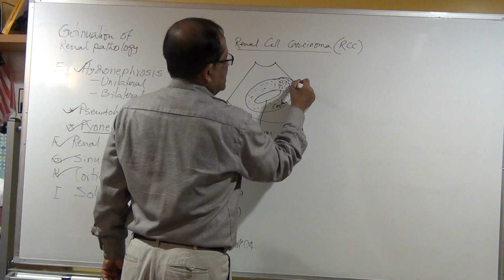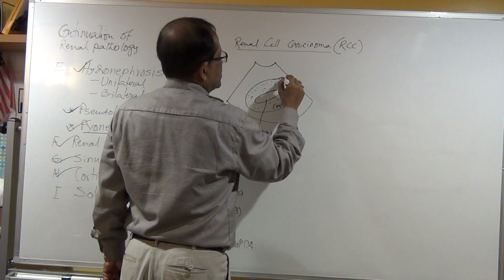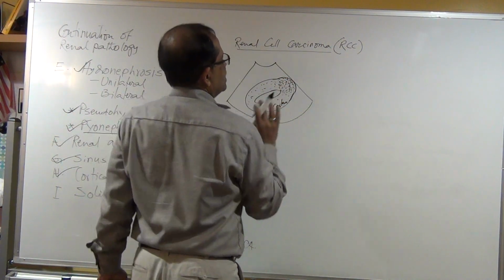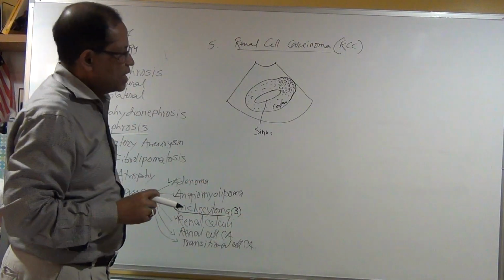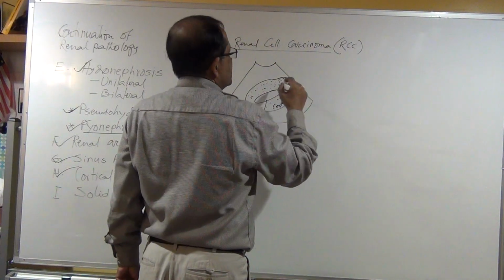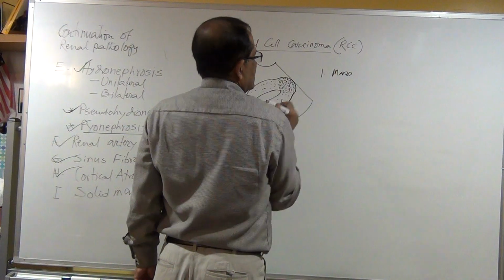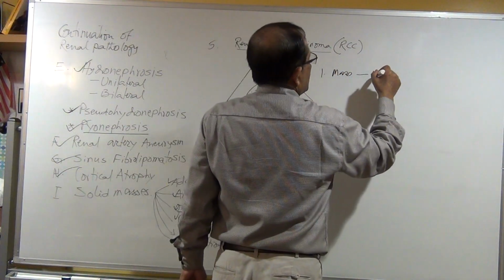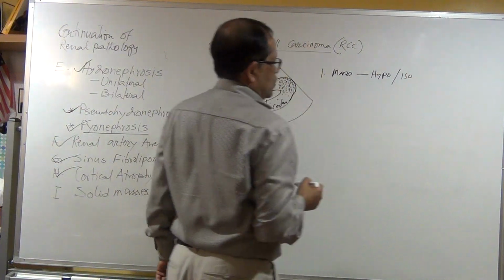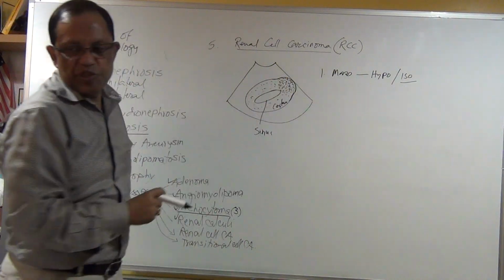Of the kidney is a little deformed. You can see that this area of the kidney is a little pushed, a little different looking. So then you will say this is a mass of hypo or iso. When it is isoechoic, then it is a challenge.